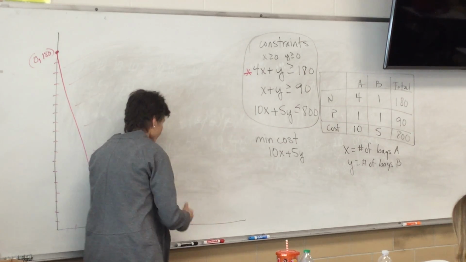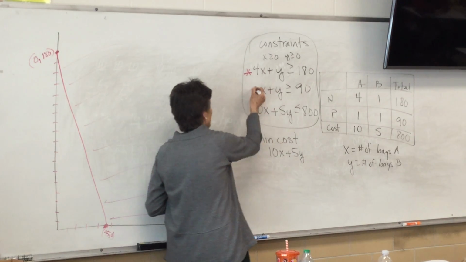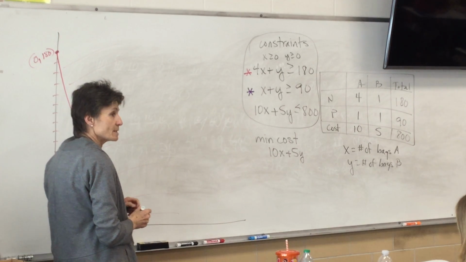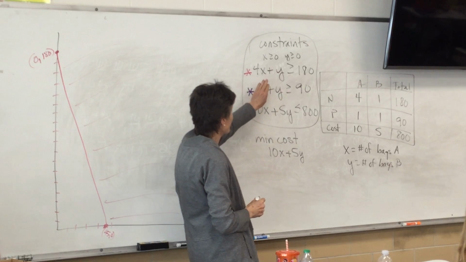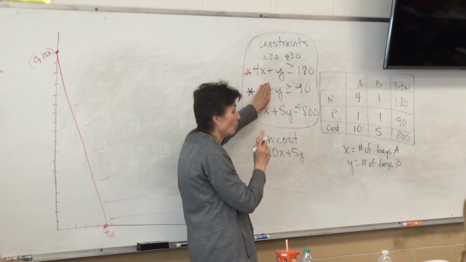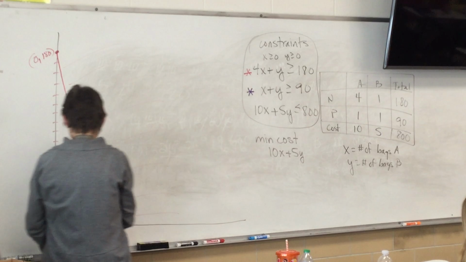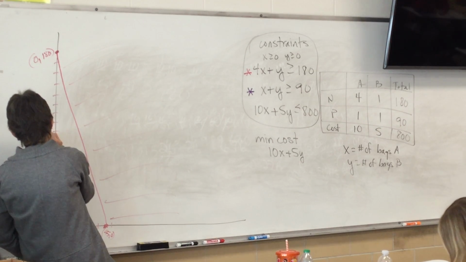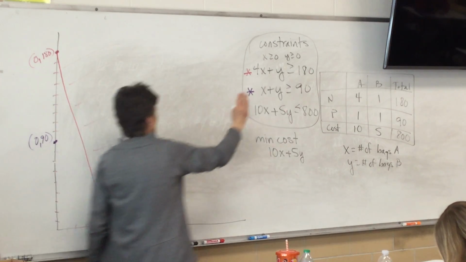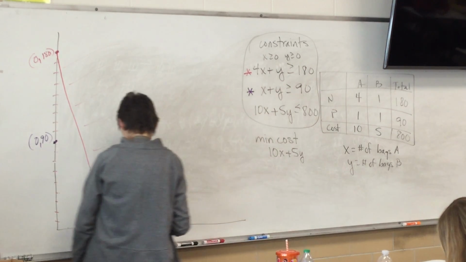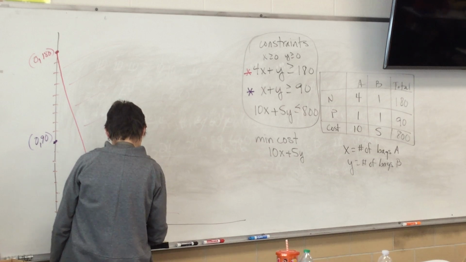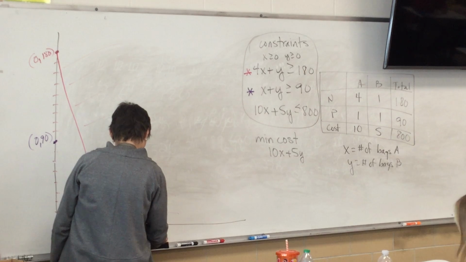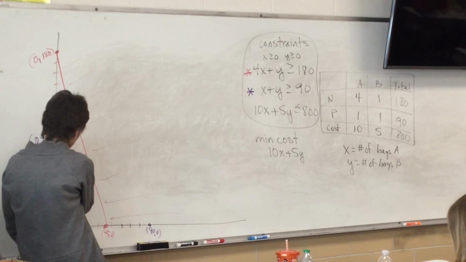Okay, so now I got my handy dandy purple marker and I'm going to graph this equation. I'm going to do the same thing. I'm going to graph the intercepts. So I'm going to let x be 0. So y is 90. And then if I let y be 0, x is also 90. And I'll connect those two.